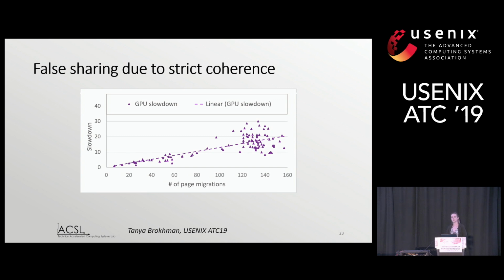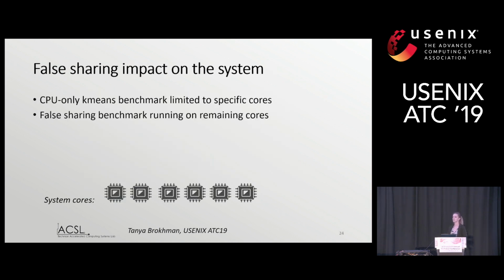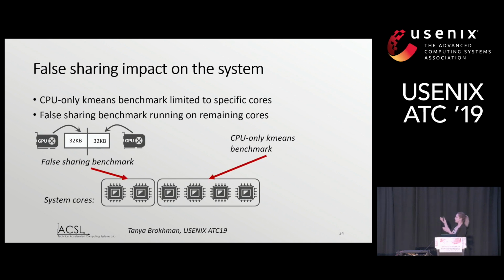But the slowdown is not the only side effect of false sharing. It turned out that false sharing affects the system as a whole. We did another test where we took a CPU-only benchmark called k-means. It comes from the Phoenix test suite, and we limited it to run on 4 of our system cores. In parallel to it, we ran our false sharing benchmark, and we allocated the remaining 2 cores for GPU management, which is a common practice with GPU-accelerated workloads.